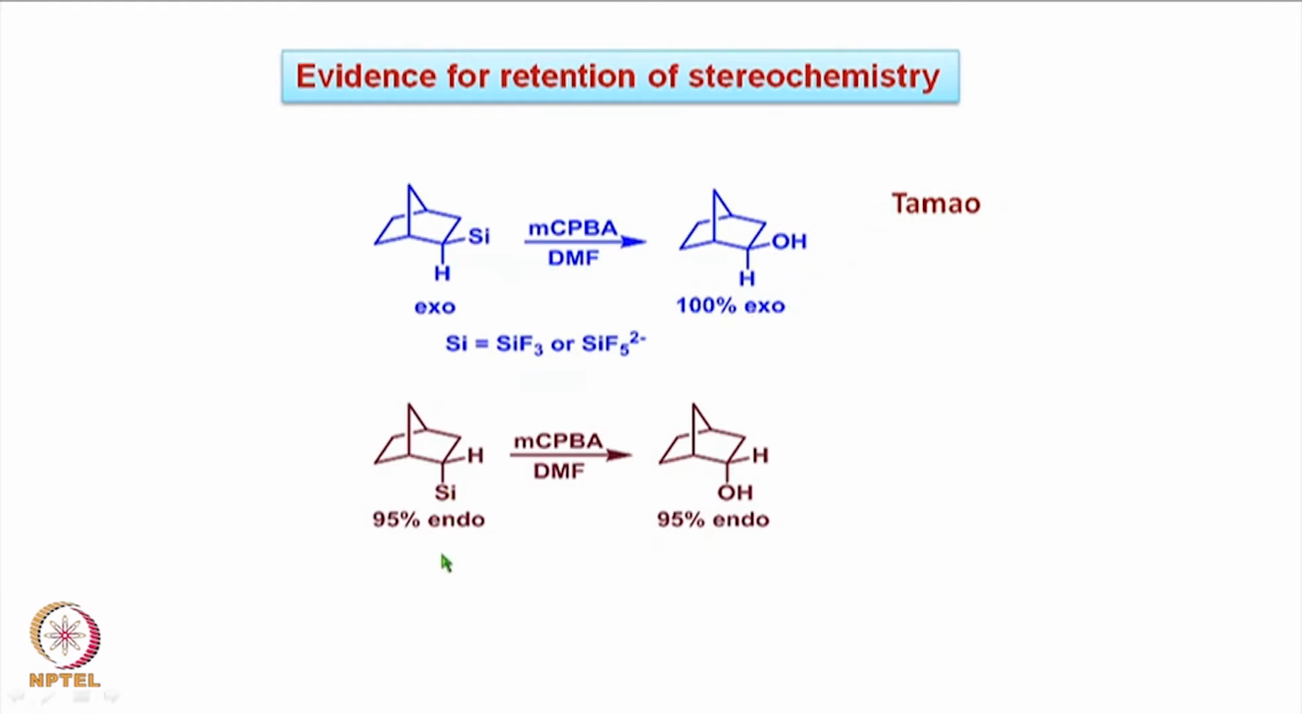In a similar fashion, when he started with another molecule in which the silicon now was endo-oriented, this particular compound had 95% silicon in endo orientation. This particular molecule led to the formation of the endo product again in 95%, indicating that there is a 100% retention of the stereochemistry. This set of experiments clearly indicates that there is a retention of stereochemistry in Tamao-Fleming oxidation.